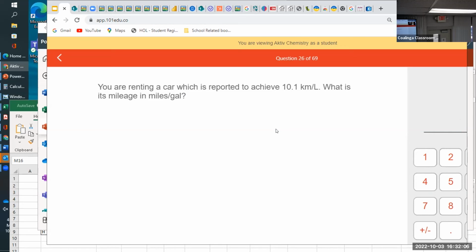Renting a car which is reported to achieve 10.1 kilometers per liter. What is the mileage in miles per gallon? You have to convert liters to gallons, and kilometers to miles. Just the miles. Have you seen your answer yet? How many miles?